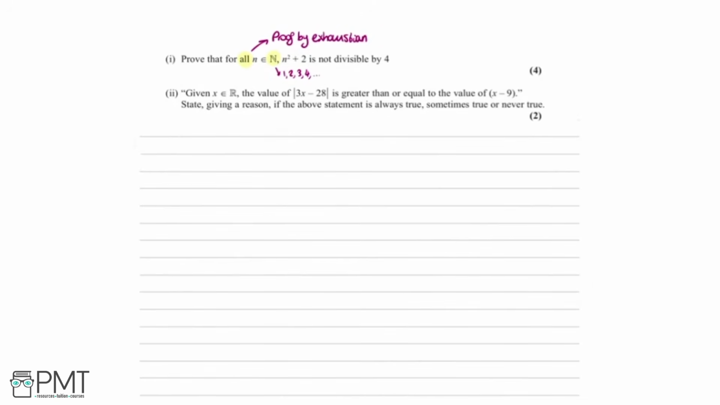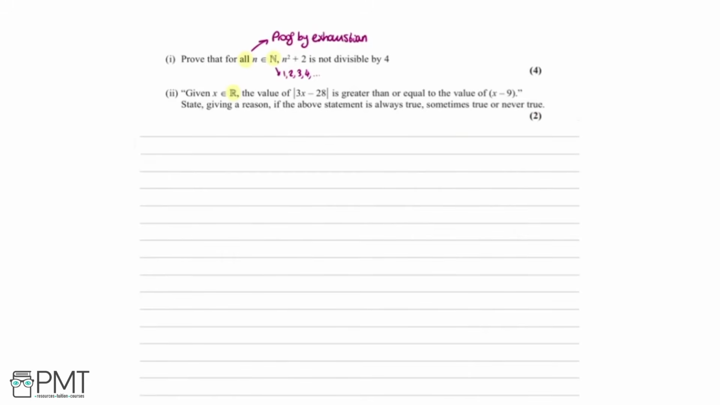So now we're going to take a look at part 2 of this question. Given that x is contained within the real numbers, the modulus of 3x minus 28 is greater than or equal to the value of x minus 9. You need to state, giving a reason, if the above statement is always true, sometimes true, or never true.